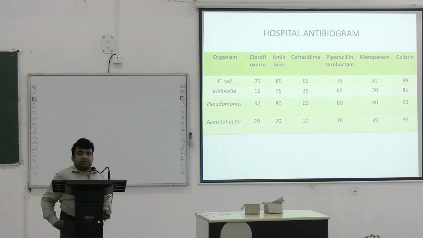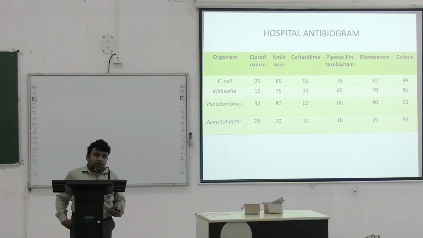For example, 25. So if we are given a choice to choose an antibiotic from this hospital antibiogram, more often than not we will choose amikacin, because it has a higher efficacy and we can easily access this drug. So this is the way a hospital antibiogram will help you to choose what antibiotic to use in which setting.